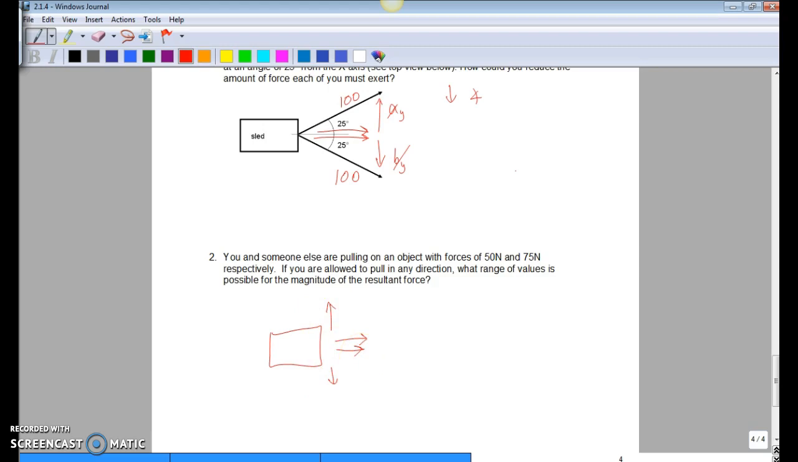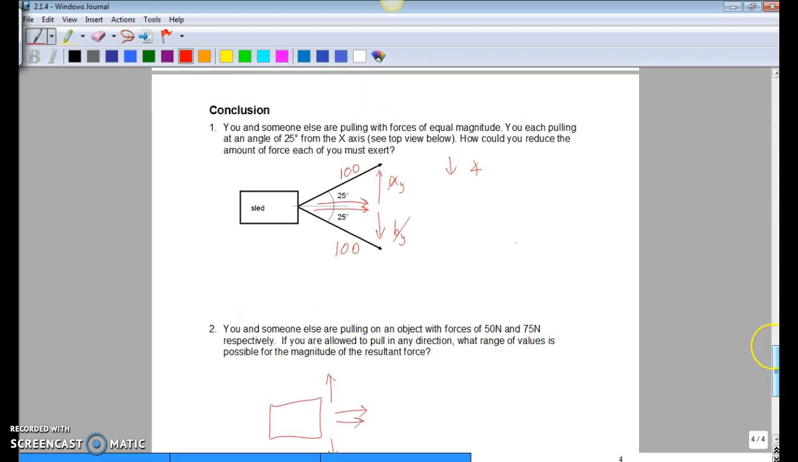So that's conclusion questions 1 and 2. Find the actual values. I do want you to find the values of putting these magnitudes in these two orientations, away from each other and in the same direction. But that is it. That is the rest of 2.1.4.